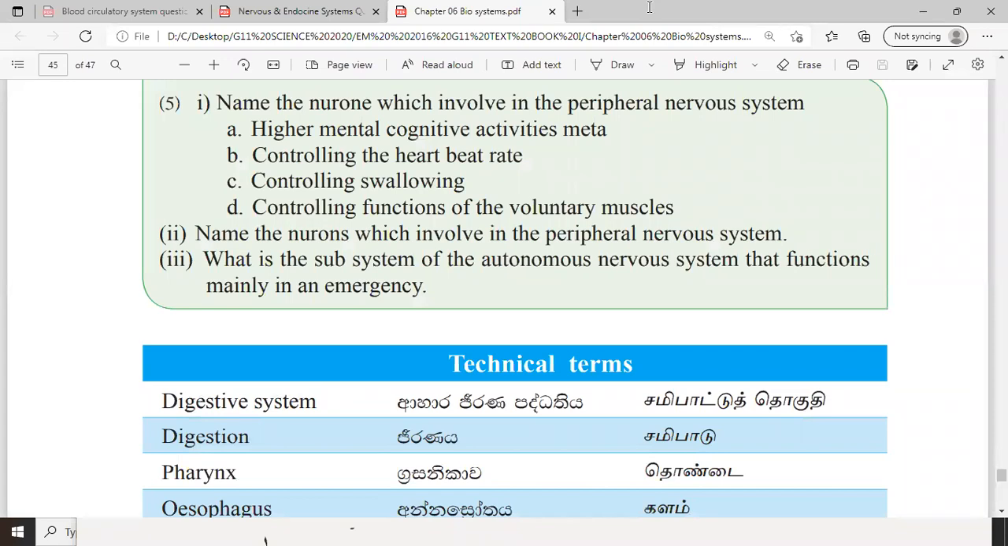Controlling the heartbeat, controlling swallowing, controlling the functions of the voluntary muscles. Actually, not the neuron, you have to write the part of the brain for this. The neuron. Name the neurons which are involved in the peripheral nervous system. I think they have given the name of the neuron involved in the peripheral system. This is a problem question. And what is the subsystem of the autonomous system?